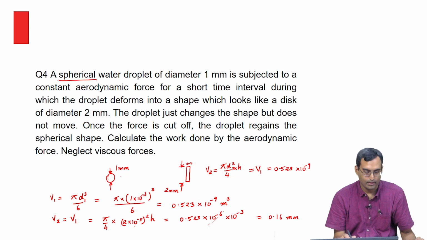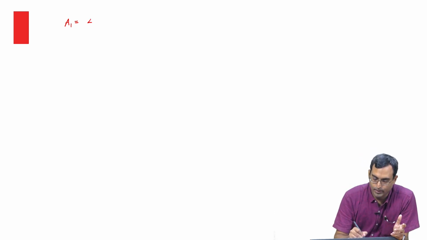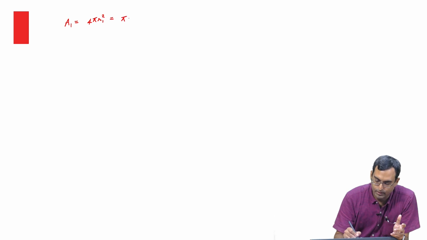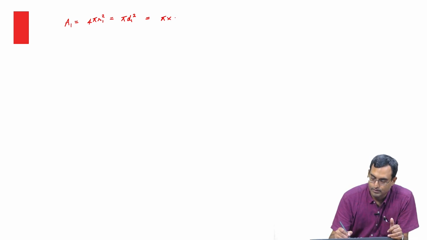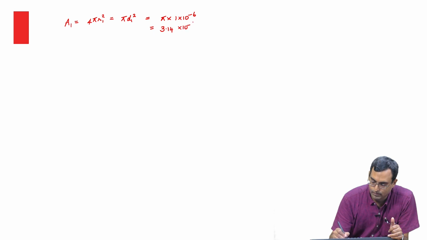Initially this droplet had a spherical shape. Its initial surface area, we can call that A1, is the surface area of a sphere, which is 4 pi r square, or essentially pi d square. So, that is pi into, it had a diameter of 1 mm, so that is 1 into 10 power minus 6. This was its initial area.